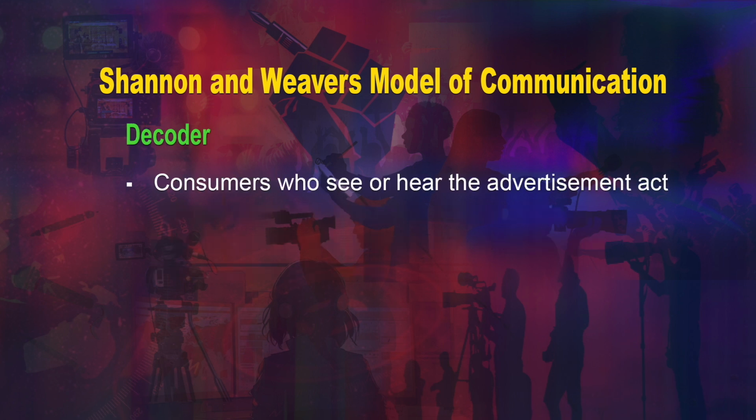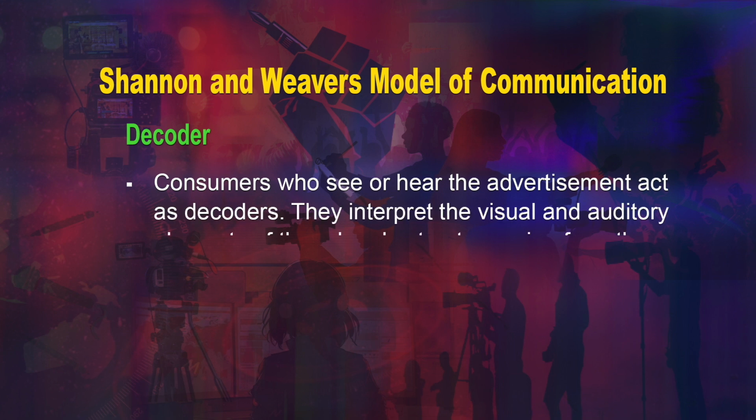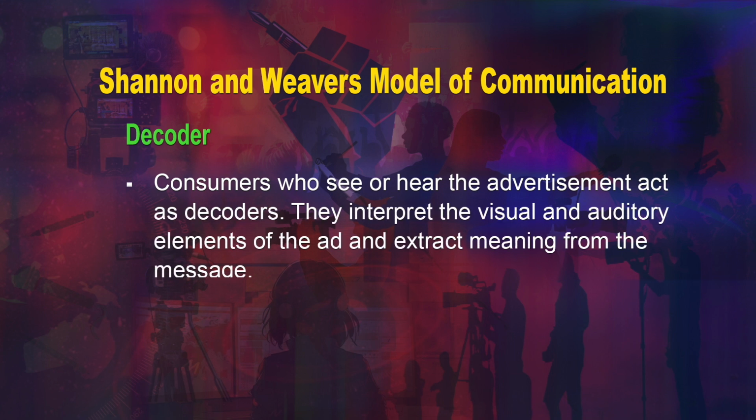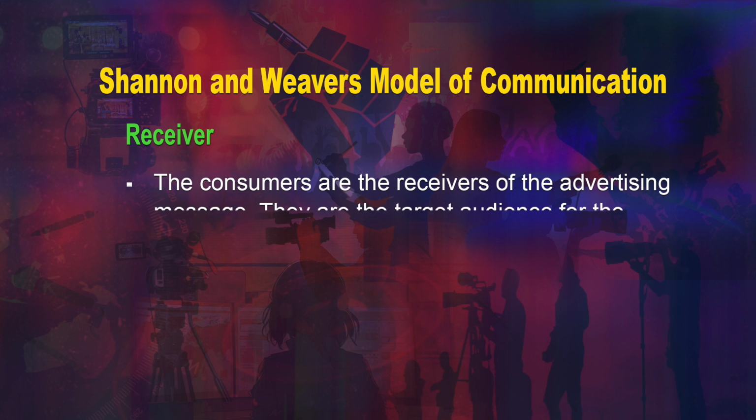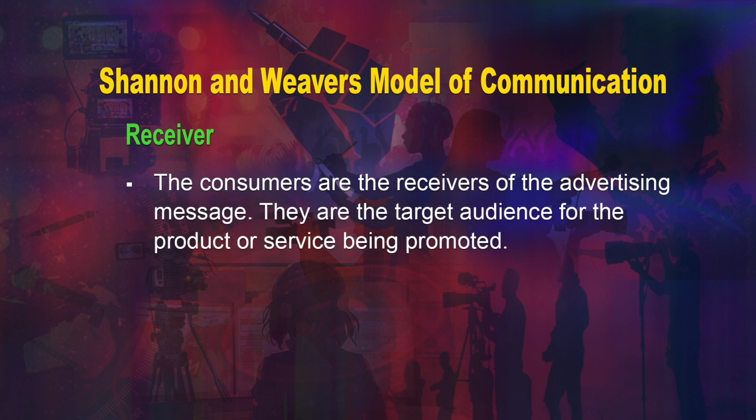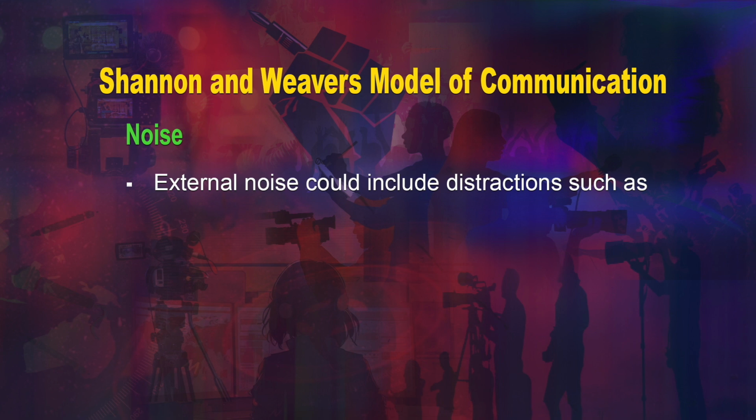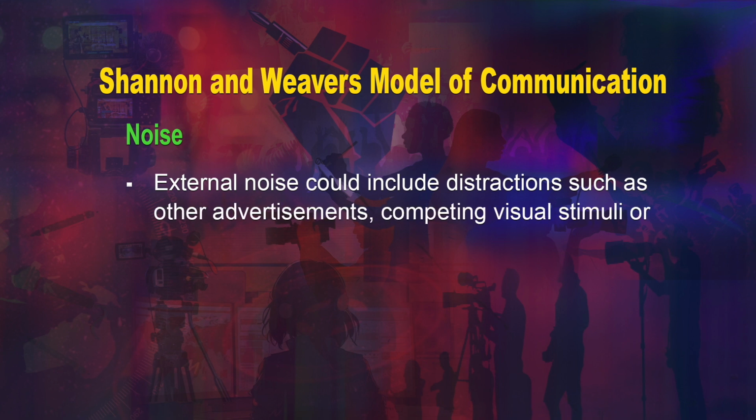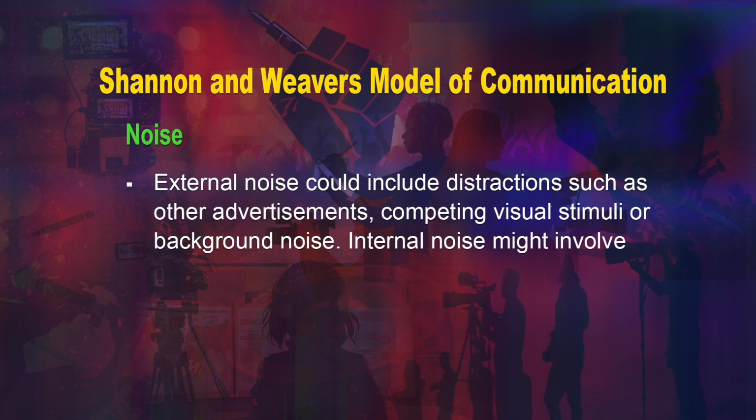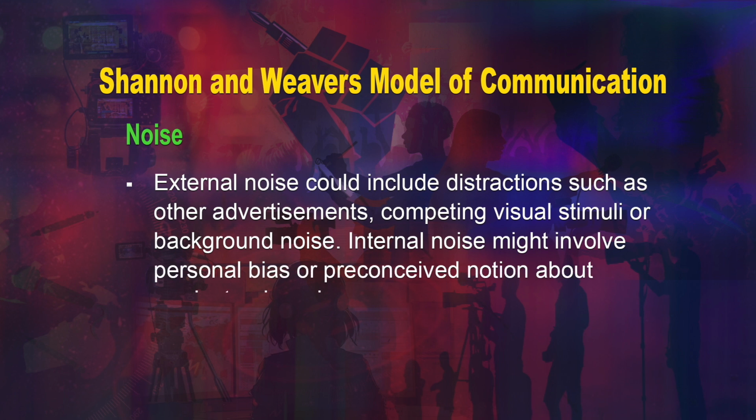Decoder. Consumers who see or hear the advertisement act as decoders. They interpret the visual and auditory elements of the ad and extract meaning from the message. Receiver. The consumers are the receivers of the advertisement message. They are the target audience for the product or service being promoted. Noise. External noise could include distractions such as other advertisements, competing visual stimuli or background noise. Internal noise might involve personal bias or preconceived notion about product or brand.